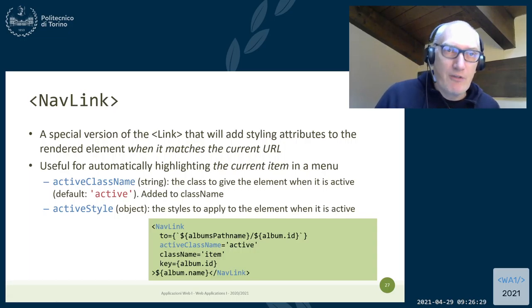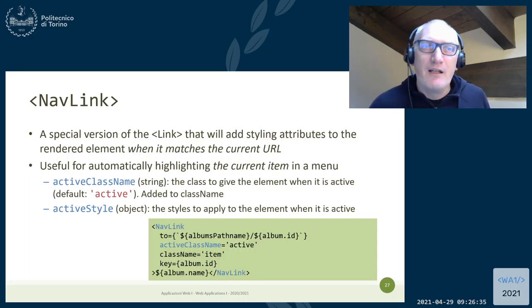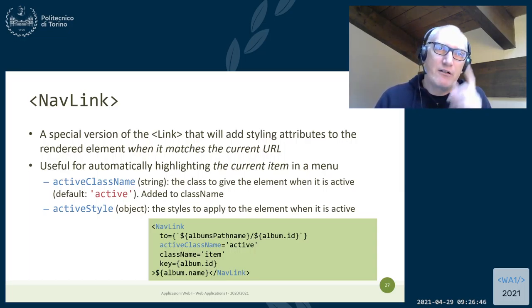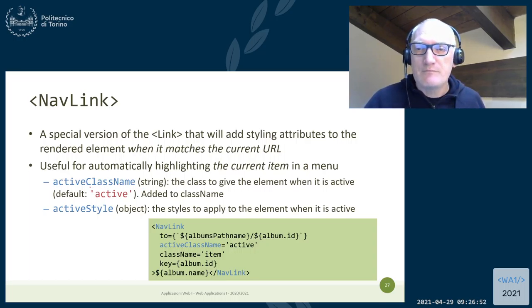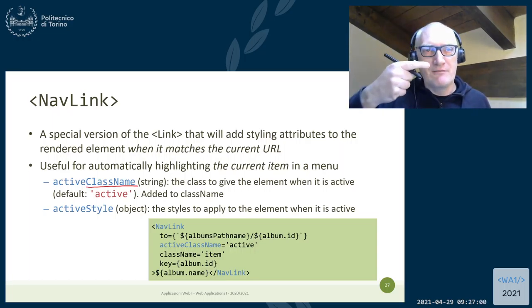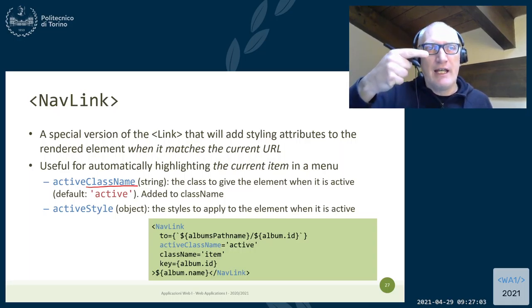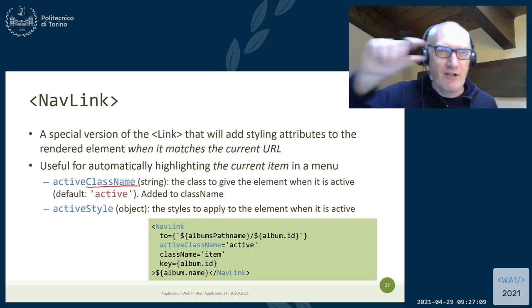There's a variant of the link component, so we have only two more to go, and then we go to the example. A navigation link, a NavLink, behaves exactly like the link component. It has the same attributes, the same behavior, and so on. There's only one difference: the navigation link will set a class name on the component that is currently matching the URL. So just imagine you have a menu with many items, and the menu item corresponding to the currently selected URL is highlighted in some different color.